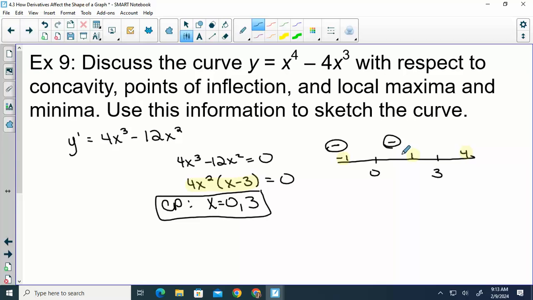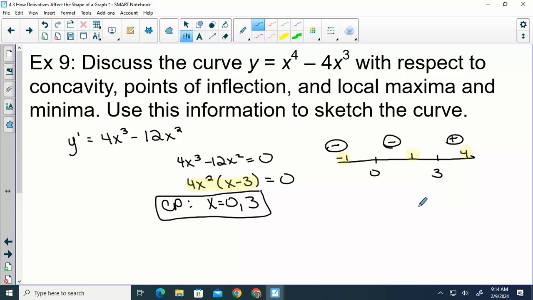We talked yesterday that most of the time the sign changes. This time it didn't. Why? When you have squares on one of your critical points, that's usually when you're going to get the same thing twice in a row. 4, if we plug it in, 4 squared is positive, 4 minus 3 is positive, so that section is positive.